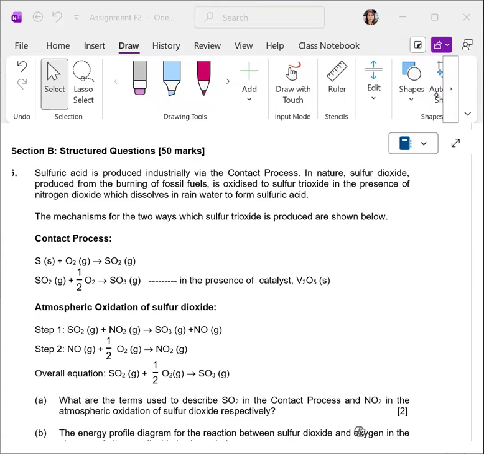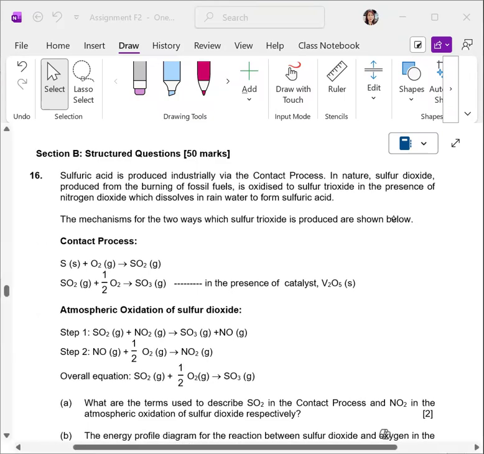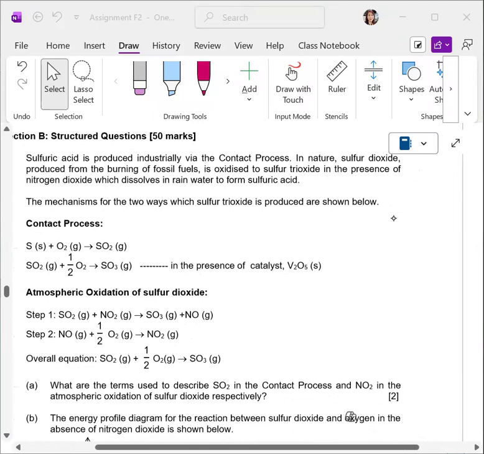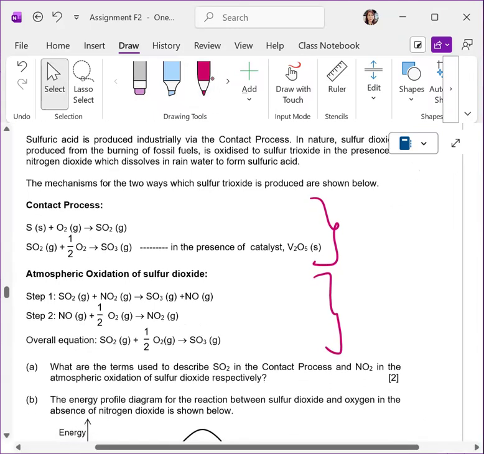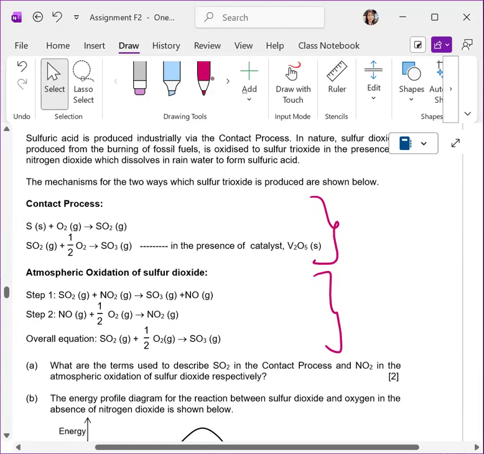So now I'm going to go through this question that is found in your assignment F2, question 16. The question is about SO3 being formed by two different processes: the contact process, which is over here, as well as the oxidation of SO2 catalyzed by the nitrogen dioxide in the air. So these are two different processes which show how SO3 is formed. Okay, and then SO3 is used to form sulfuric acid.